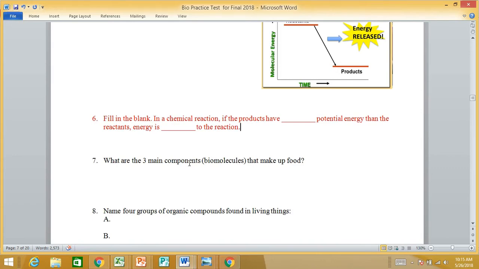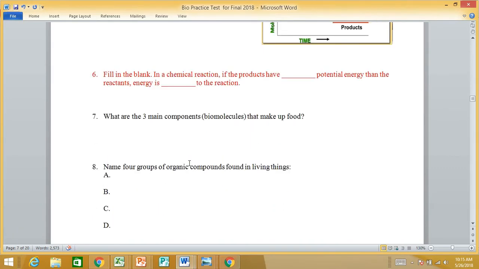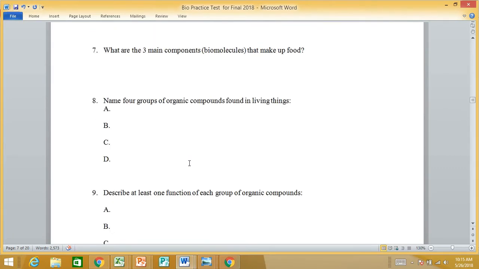What are the 3 components or biomolecules that make up food? Think about if you look at a package and you're looking at the main things that are in your food. Remember when you did the Calorie King? You've got what? Starts with a C, carbohydrates, proteins, and fats. Or you could say carbohydrates, proteins, and lipids, right? Fats, lipids, kind of the same thing.